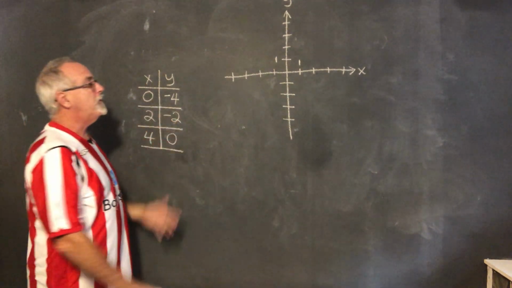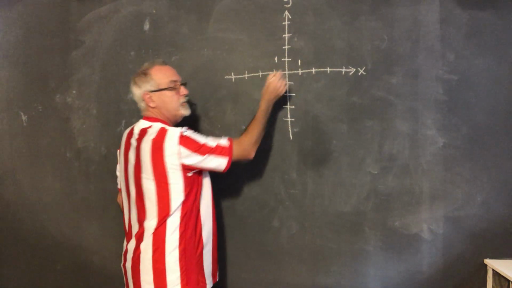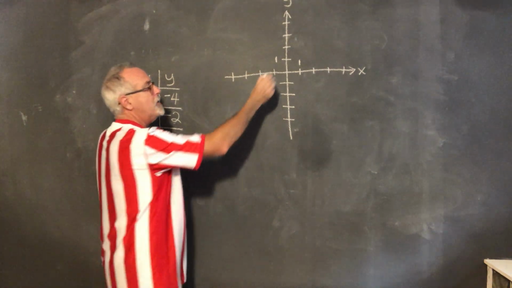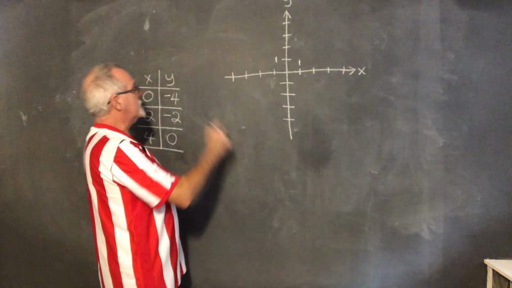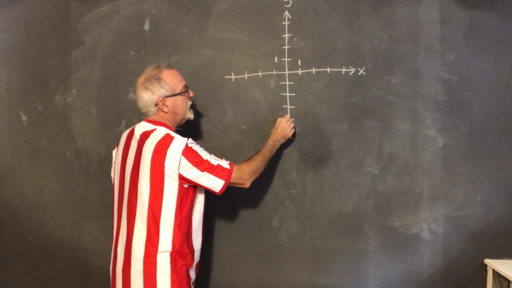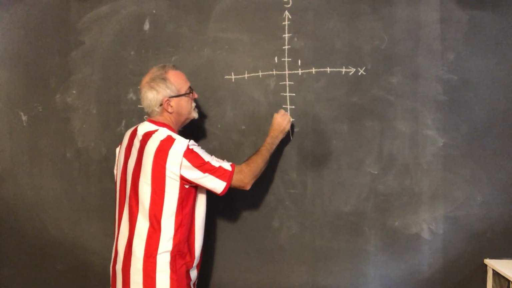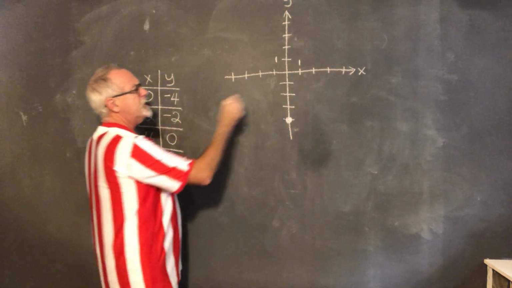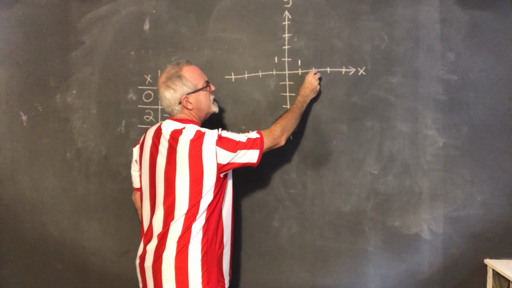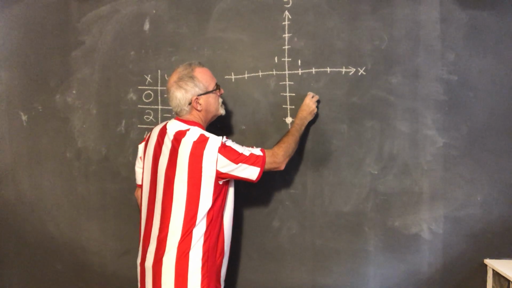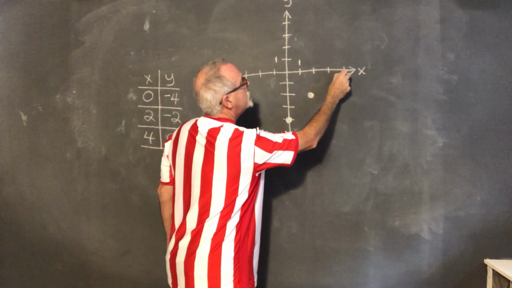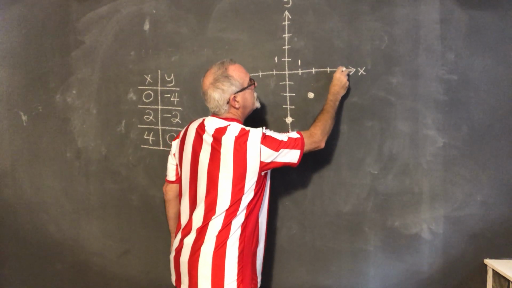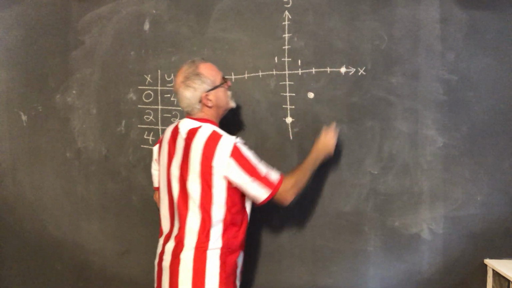0, -4. The y-intercept is -4. We must be getting good at this now. That means we're not going left or right from the y-axis. We're staying on the y-axis, and we have to go down by 4 units. So that is to here. I put a dot. 2, -2. To the right by 2, and then down by 2. Put a dot. And 4, 0. To the right by 4, and I don't go up or down because its y-coordinate is 0.